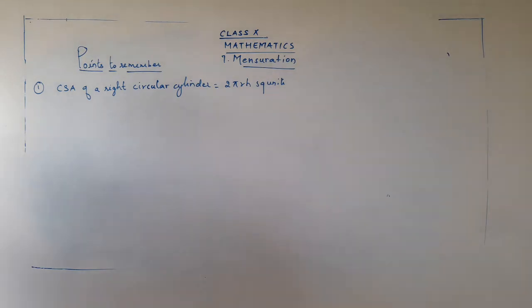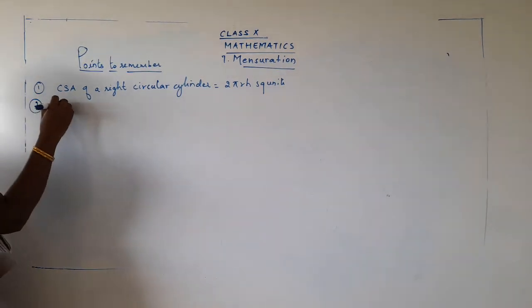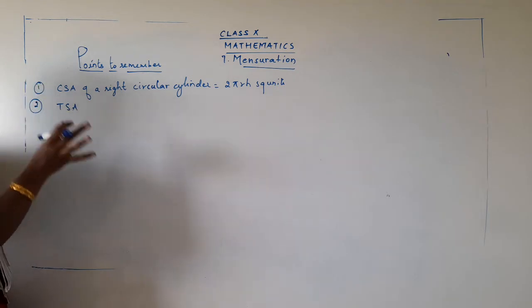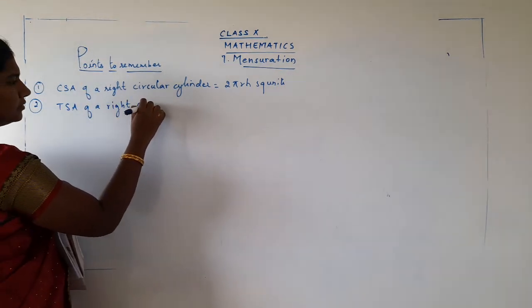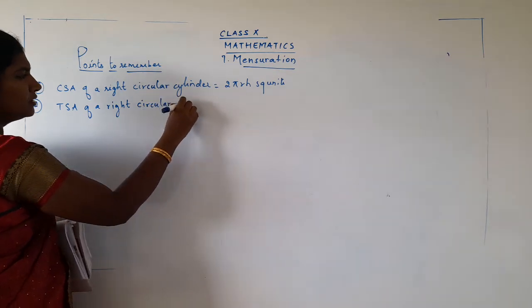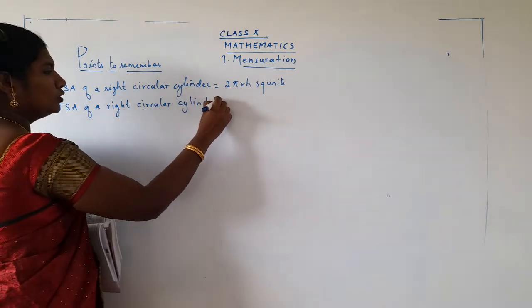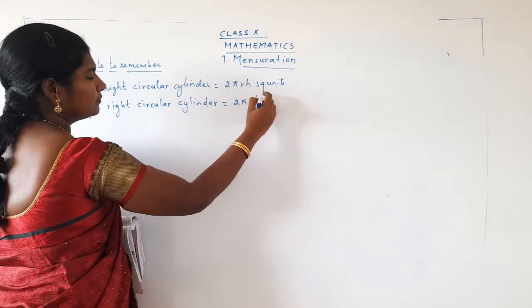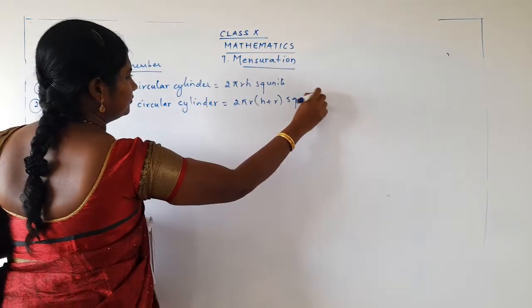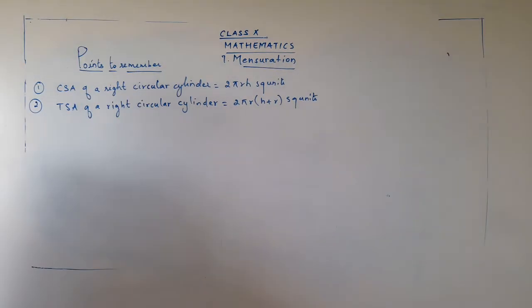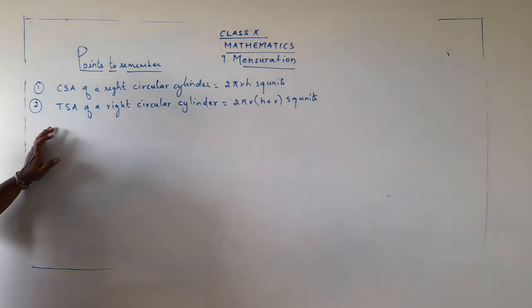Next one, write down TSA. TSA means the total surface area of a right circular cylinder is equal to 2 pi r (h plus r) square units. So this was the formula for the total surface area of the right circular cylinder.